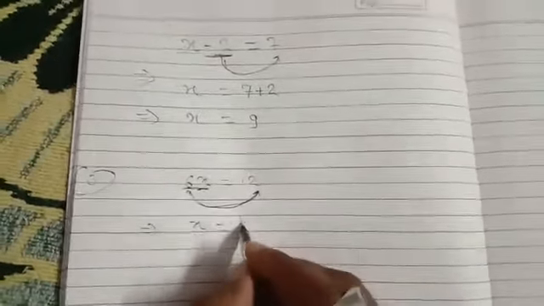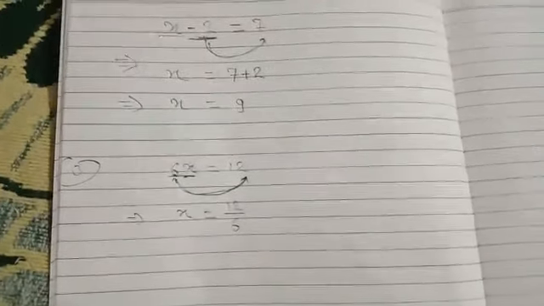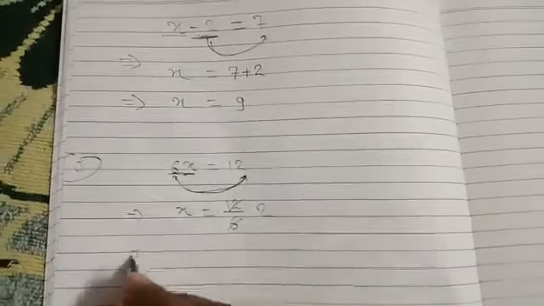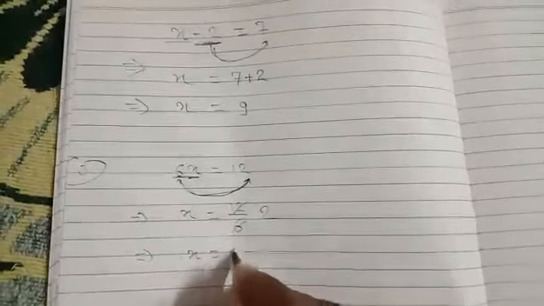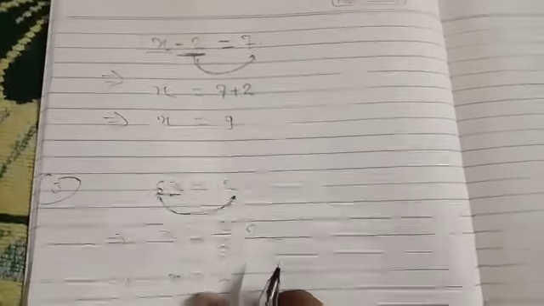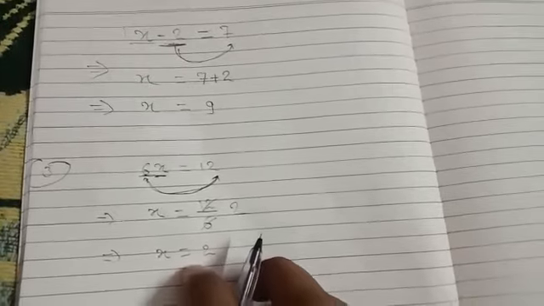That's why after shifting, 6 will perform division here. 12 upon 6, 6 twos are 12. So what is your answer? x is equal to 2. I hope you have understood the point. How can we solve the equation by the transposition or shifting method?